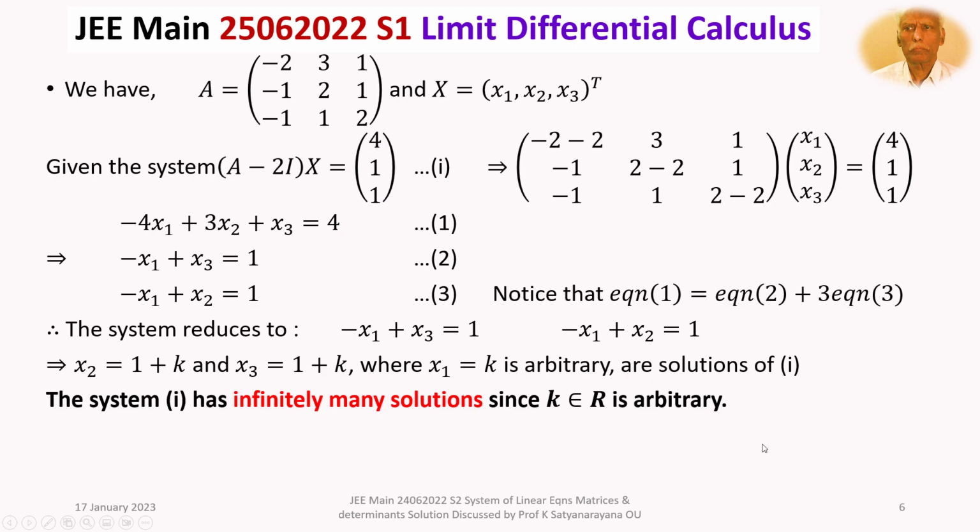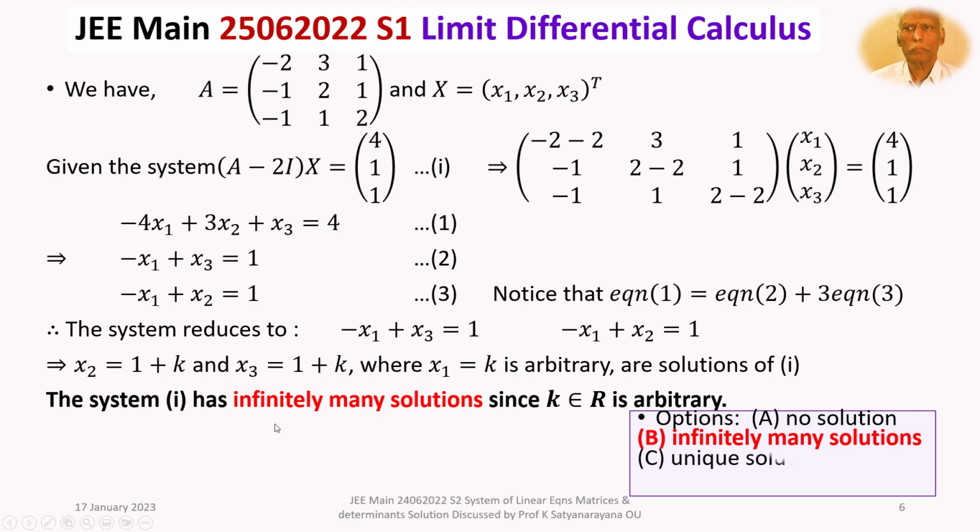Great. So let's look at our options. Our answer, that it has infinitely many solutions, appears against option B. Therefore, the answer to this question is option B. That is the detailed discussion of the solution of the problem from the section Matrices and Determinants, which is on the system of non-homogeneous linear equations and its solutions.